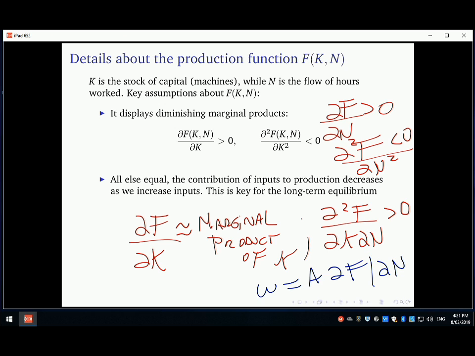So the cross derivative matters because what happens with the wage when capital changes? So what happens with the marginal product when capital changes? We'll see that in the next slides, but I just wanted to introduce this concept. These concepts are important, okay? Is that clear? Does anyone have questions or concerns about these concepts?